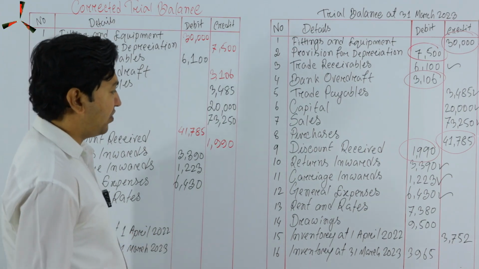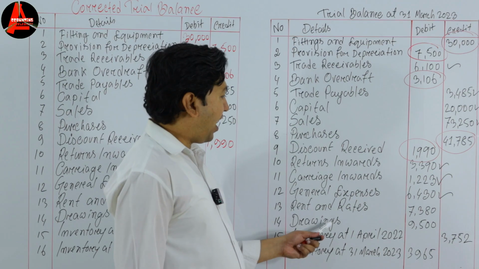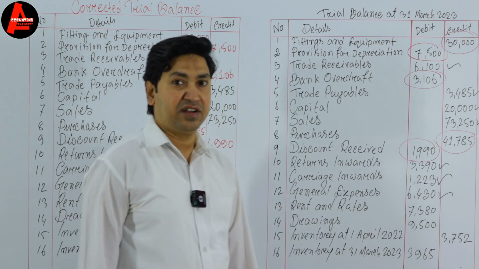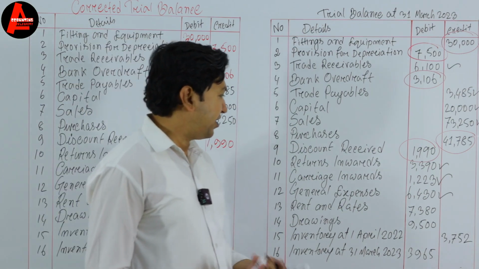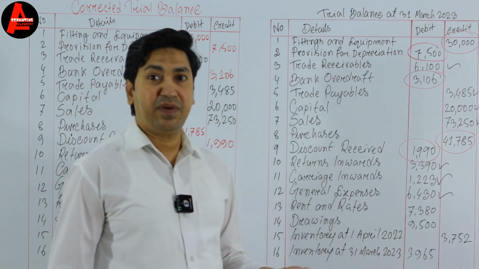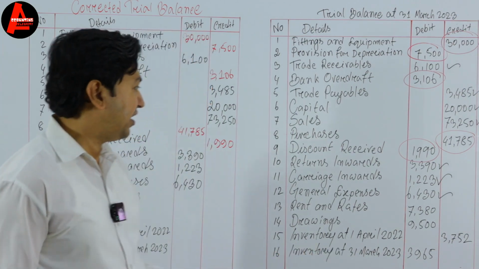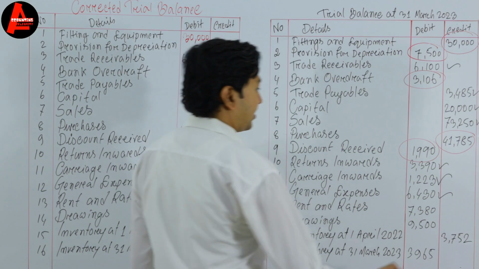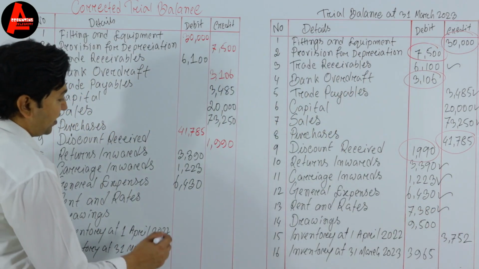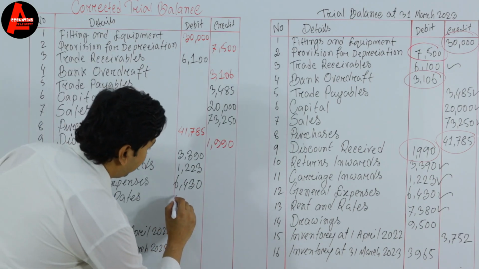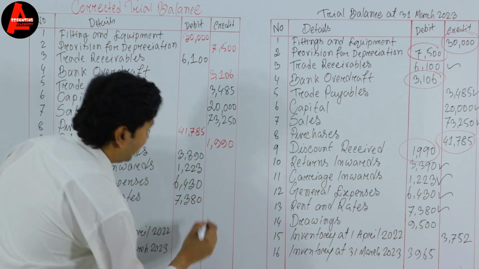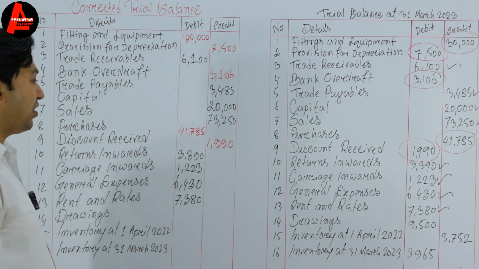Okay, then next one we have here rent and rates. It is $7,380. So what are rent and rates? These are expenses. Okay, so you know expenses will be debited. So here it is also written on the debit side. So we will just copy to the debit side here on the corrected trial balance. $7,380. Okay, finished.